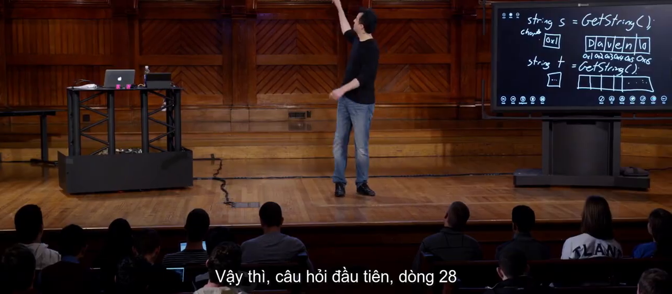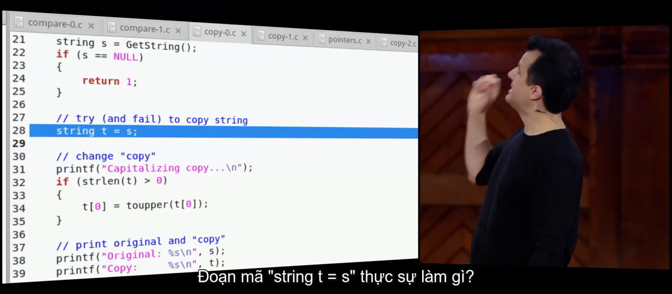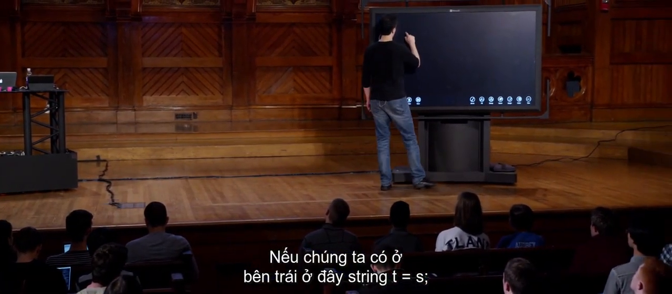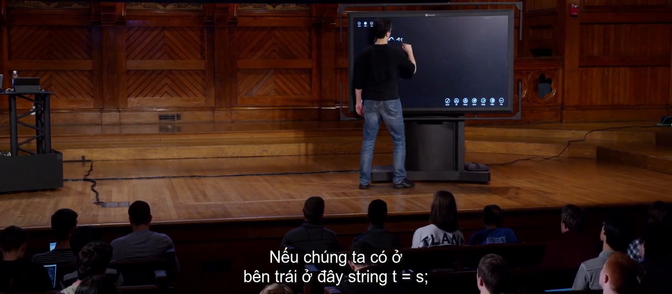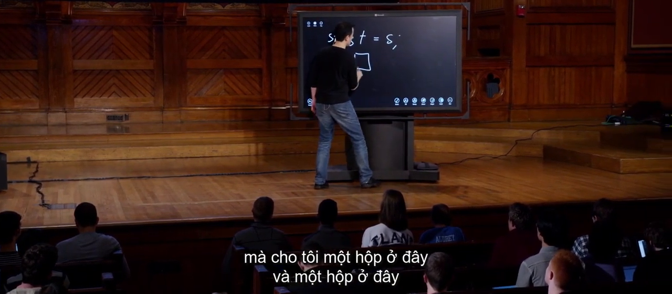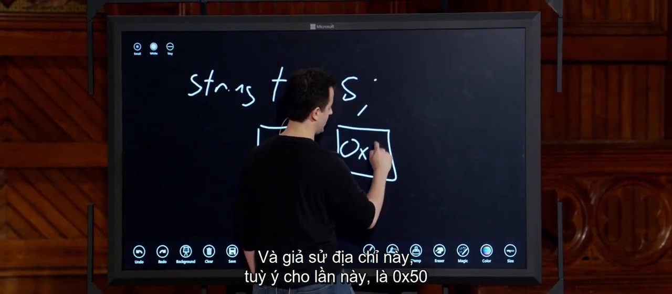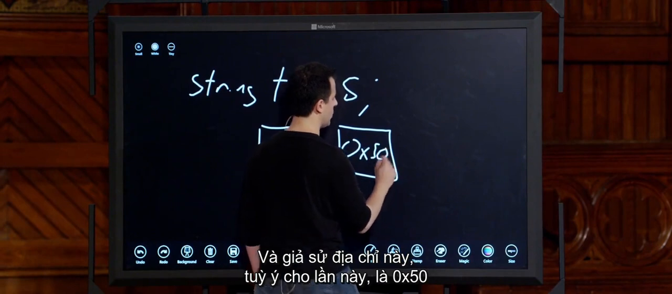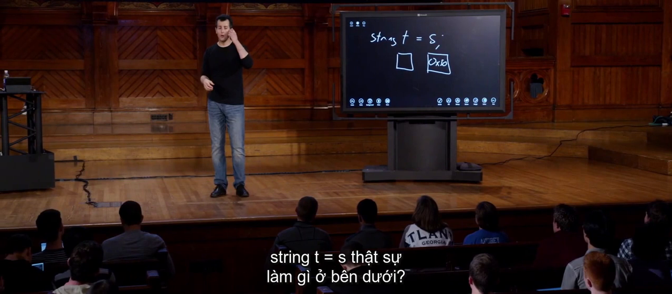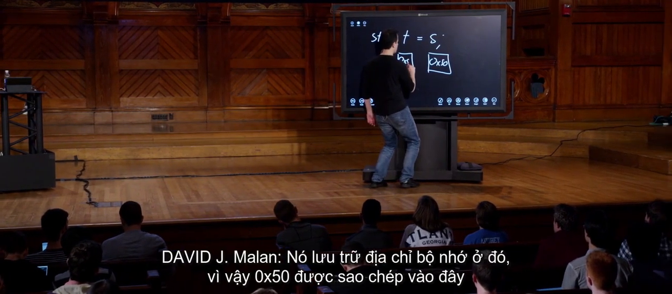So first, the first question, line 28. What is string T equal S really doing? If we have on the left-hand side here, string T gets S, semicolon, that gives me one box here and one box here. And suppose this address is 0x50 this time, arbitrarily. What does string T gets S do underneath the hood? It stores the memory address there, so 0x50 goes there.